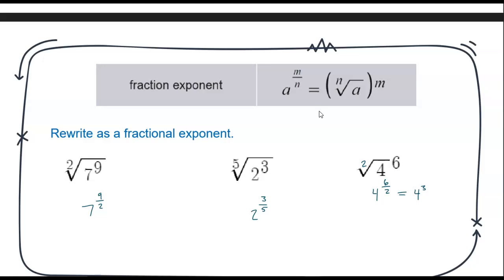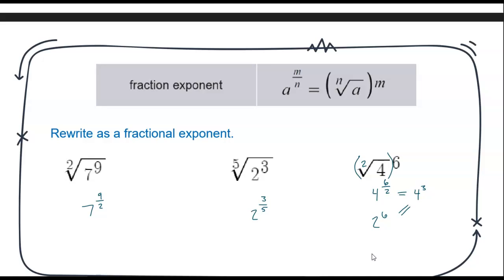Now you might have thought of this a different way. You might have noticed that the square root of 4 is actually evenly rooted, right? The square root of 4 is just 2. So you might have written this as 2 to the 6th. That's actually the same thing as 4 to the 3rd.